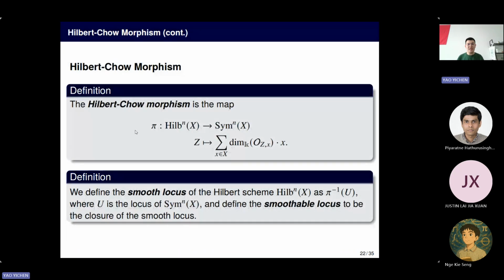And then we can define the Hilbert–Chow morphism as a map from the Hilbert scheme to the symmetric product that sends every closed subscheme to the formal sum of the points in X, with the coefficient being the dimension of the stalk of this closed subscheme at these points. And we define the smooth locus as the pre-image of the U that we defined earlier.